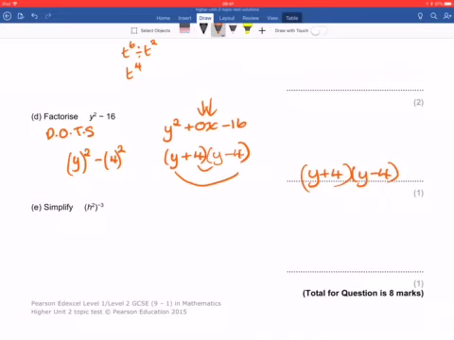Okay, simplify this. You need to look at your indices rules, and when you've got a bracket, you multiply the powers. So this is h to the minus 6, because 2 times minus 3 is minus 6. You can also write it, and you'd get the marks for that, as 1 over h to the 6, because a negative index means 1 over that, or the reciprocal is the correct mathematical term.